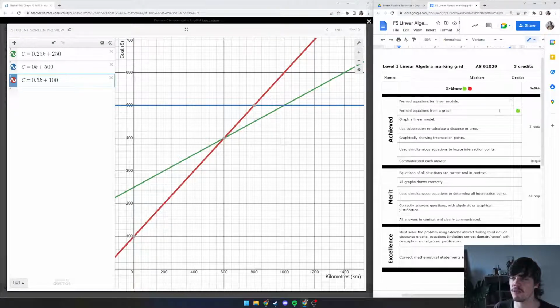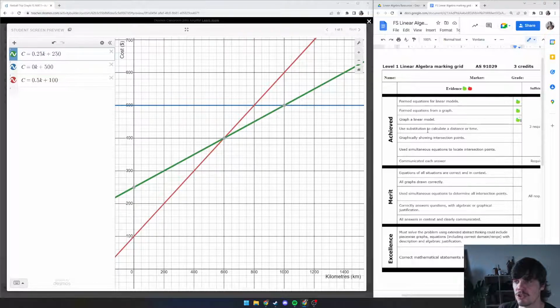Formed equations for linear models, I guess I have done that when I got this, what line was it? This green line up here. I made an equation. And then graph a linear model. Yes, I've graphed that on Desmos. So actually, I've already got 3 skills, but we need to have a look at the other ones as well.